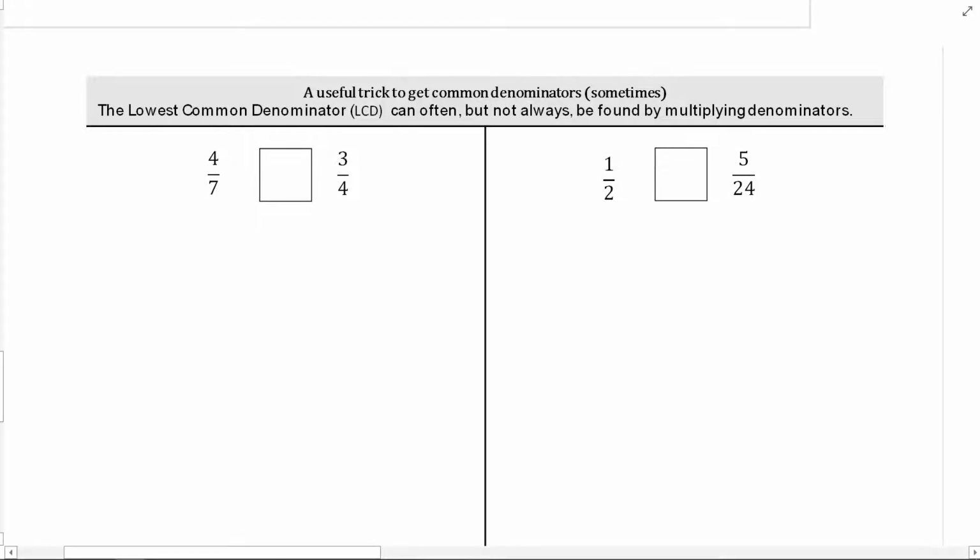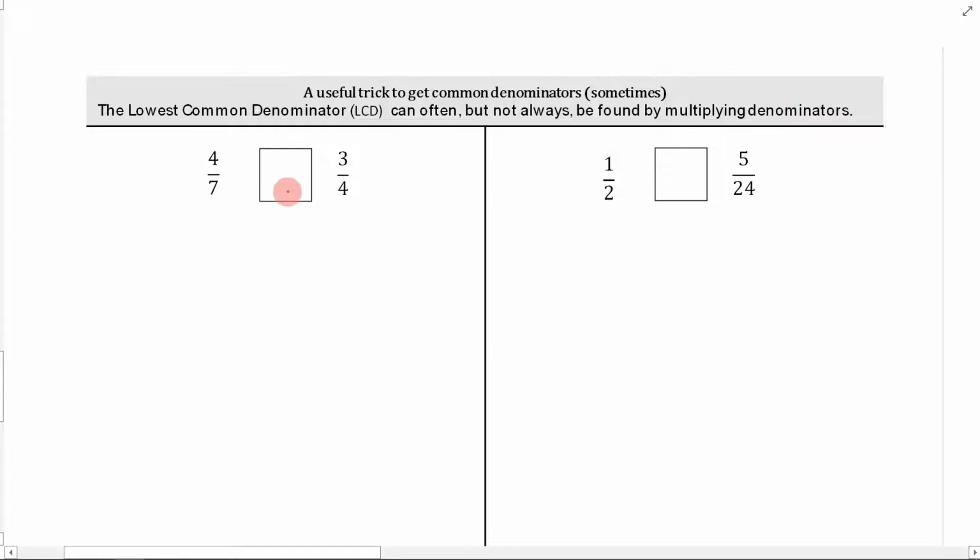All right, let's just go through a bunch more examples to really make sure this is all solidified in our heads. Before we launch into them, I just want to go through a useful trick to get common denominators that works sometimes. The lowest common denominator, the LCD, can often, but not always, be found by multiplying the denominators. So what exactly does that mean?